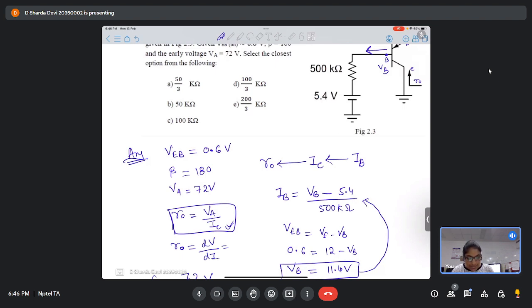So what do you understand by early voltage? What is an early voltage? Ma'am, we extend the curve backwards to the x-axis. So what happens at early voltage? What happens?